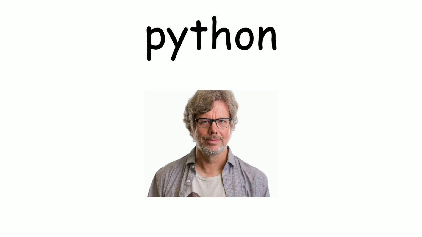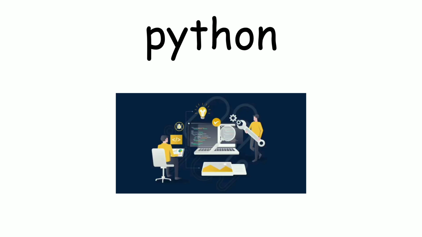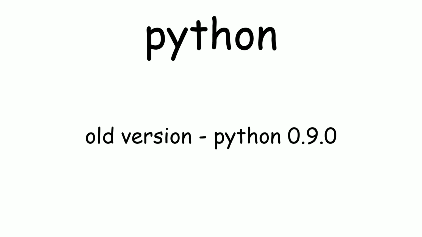Guido van Rossum created Python in 1991 AD. It is used for web development, internet development, scientific and numeric computing, desktop GUI, and software development. It is developed under an open-source license. The first version of Python was Python 0.9.0.